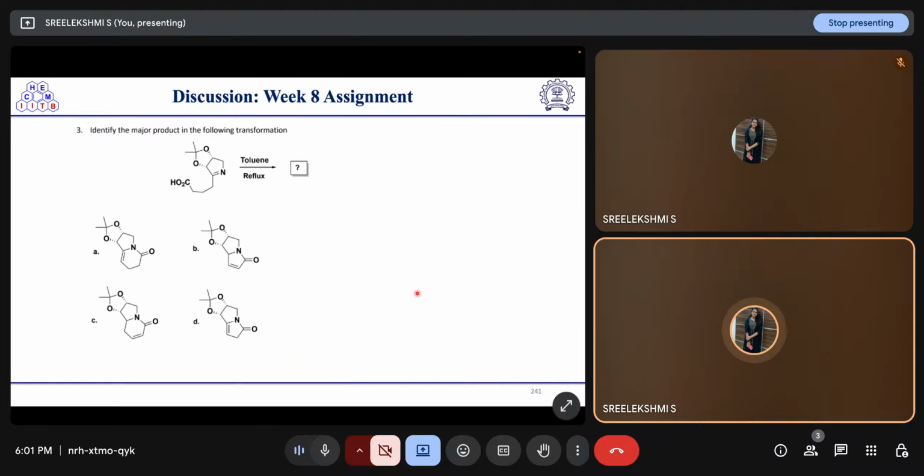Now, the next question, identify the major product in the following transformation. So this compound, under toluene reflux condition, which will be the major product formed?